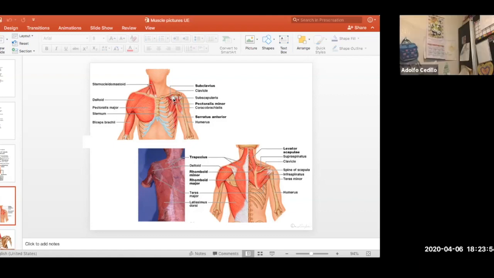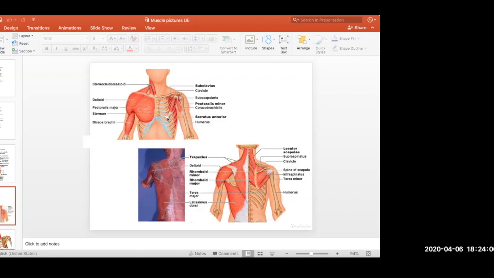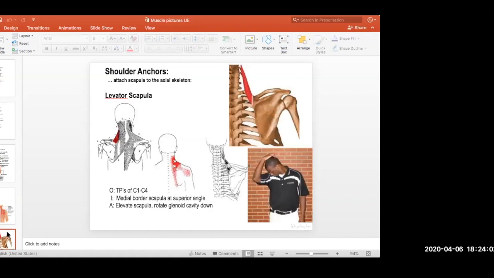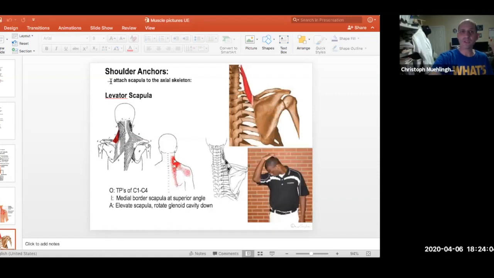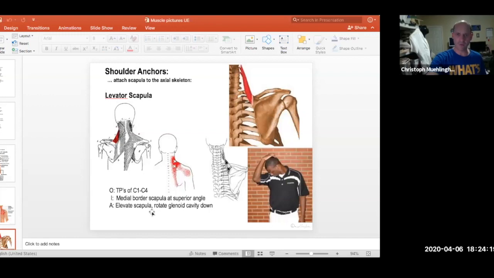And then we have one more that comes from the front here, from the coracoid. Remember the coracoid process? Down into the rib cage. But the first was this muscle, the levator scapula. And what did you say is the action again? It elevates the scapula and rotates the cavity down.